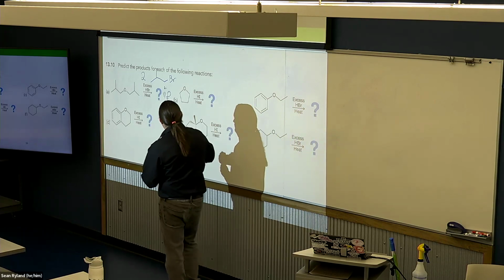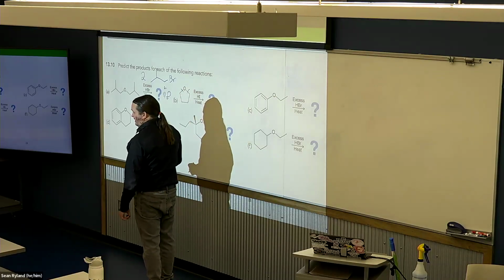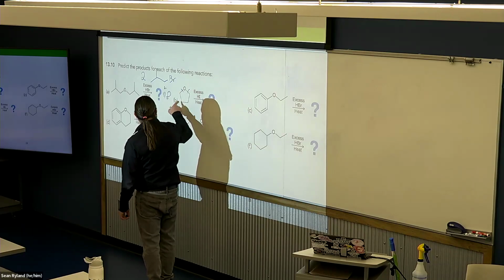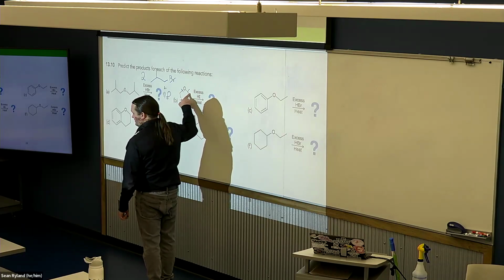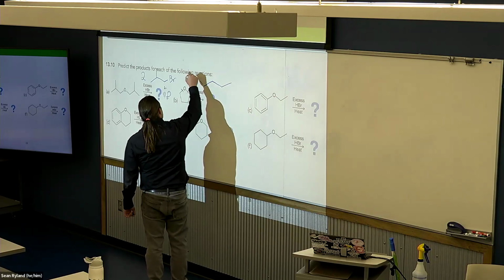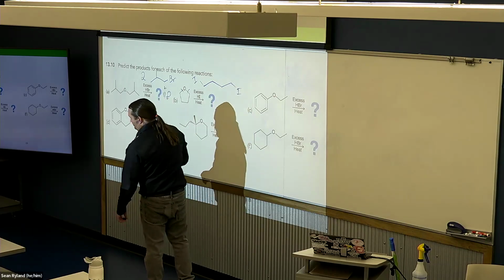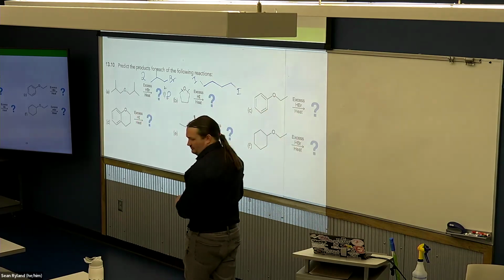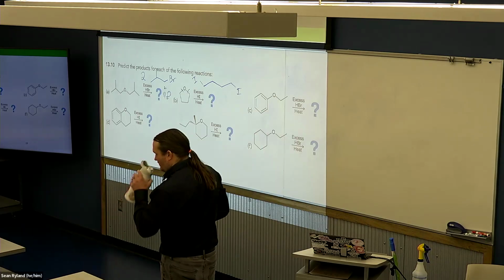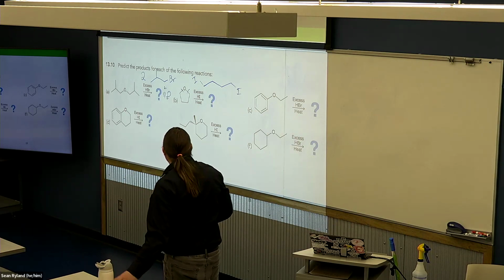For B, we open the ring, and is it on each end? We're gonna break both of those off to make our water molecule, right? So 1, 2, 3, 4 carbons, they're all attached. I have that here. I have that here. Plus H2O. Plus H2O.